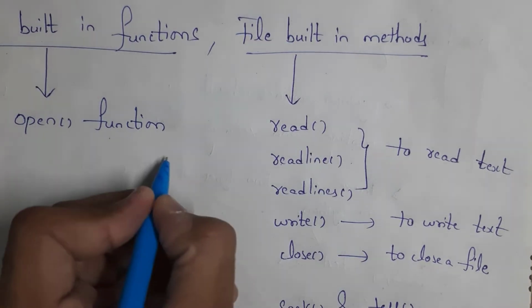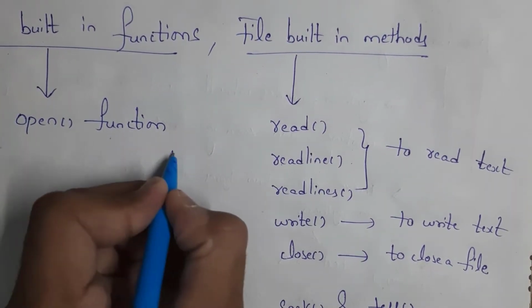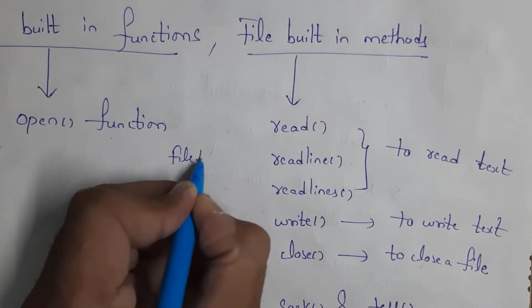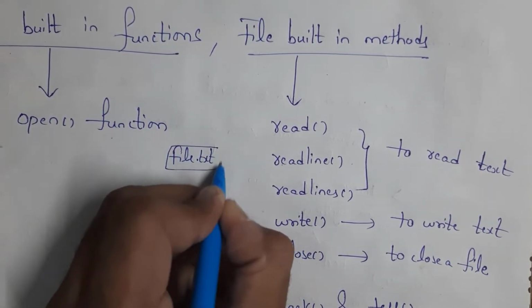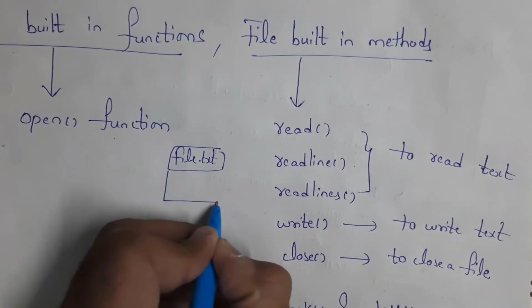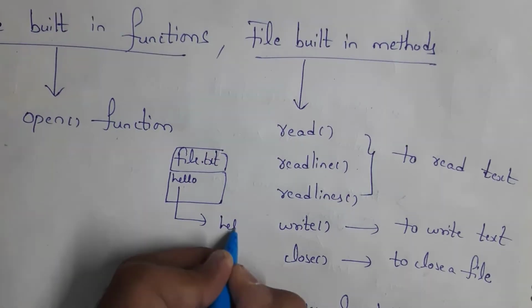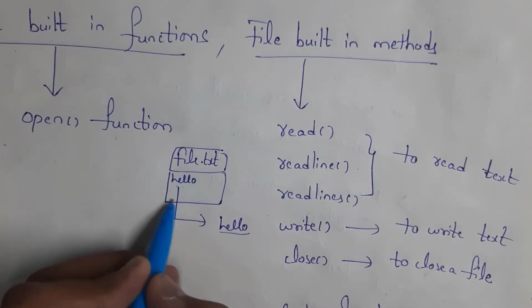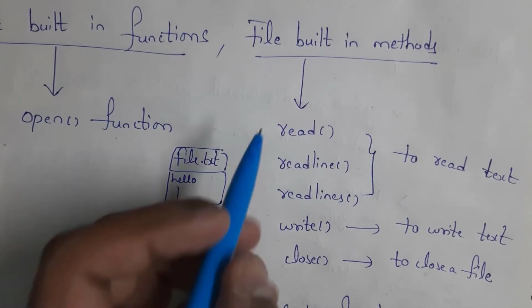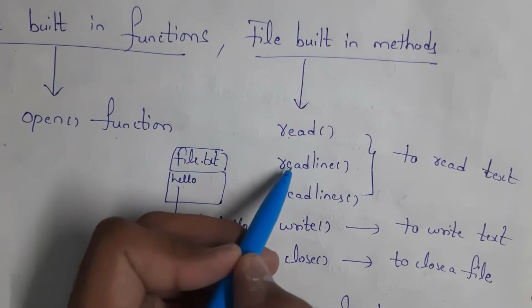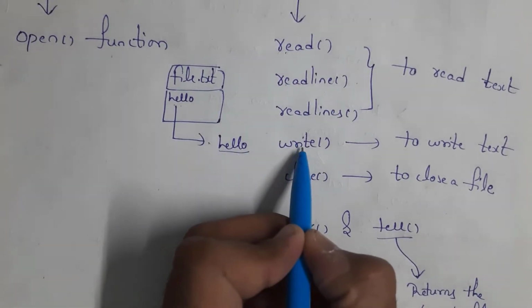For example, there is one text file. The text file name is file.txt. This is the text file. This text file contains data, that is hello. Now I want to see this data in my Python terminal. In order to see this file data in your Python terminal, you can use the read method or readline method or readlines method.